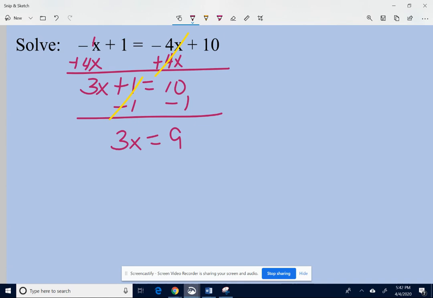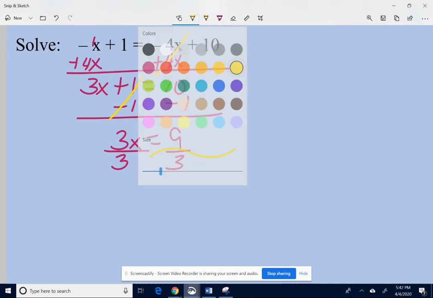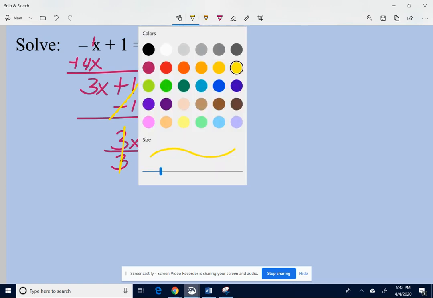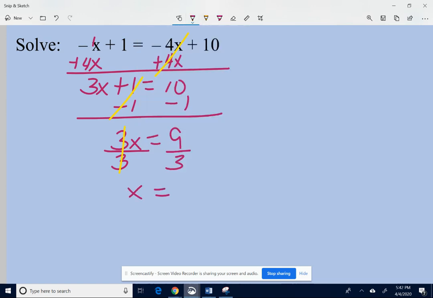Okay, last thing is to split things up, or to get rid of the multiplied number. Okay, get rid of the number multiplied to x, which is 3, by dividing by 3. Okay, and that leaves you with x on the left, 3 on the right. Okay, so we got all of our x's on one side by adding 4x to both sides. We got all of our numbers away from x to get x alone by subtracting 1 from both sides. And then we divided both sides up into 3 groups.